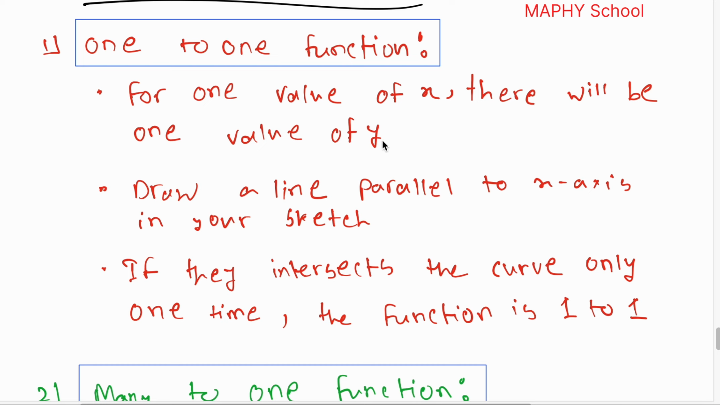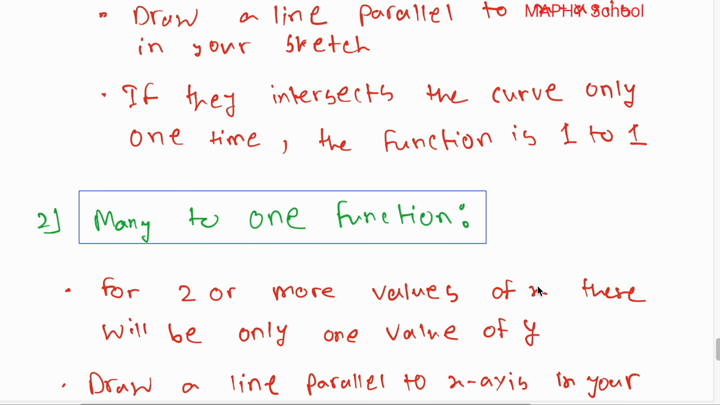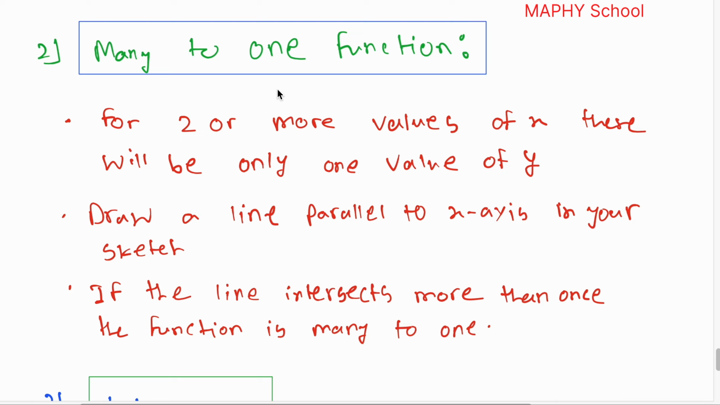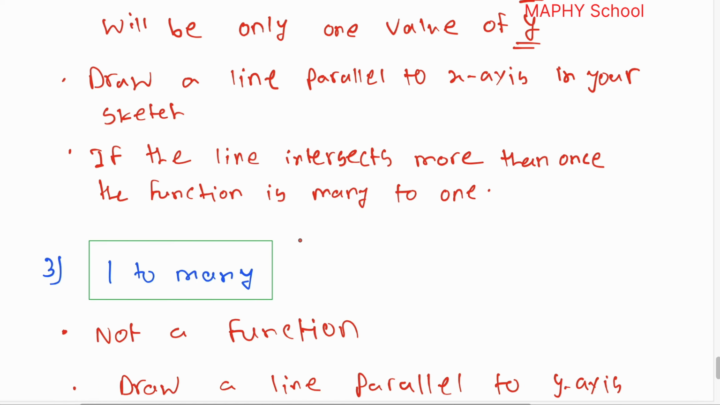So how can you know that it is a one-to-one function? Draw a line parallel to the x-axis in your sketch. If it intersects the curve only one time, the function is one-to-one. Then second, many-to-one function. For two or more values of x, there will be only one value of y. Draw a line parallel to the x-axis in your sketch. If the line intersects more than once, the function is many-to-one.